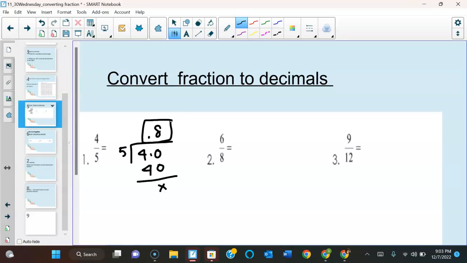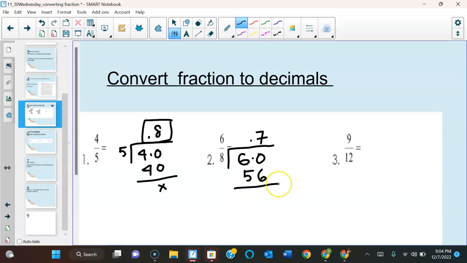Now 6 over 8. So 8 is our denominator and 6 is our numerator. 6 should be the inside number. As usual, 6 cannot be divided by 8. So we put a decimal point here and add 0, and we'll make it 60 and put the decimal point on the roof. So 8 times 7 is 56.